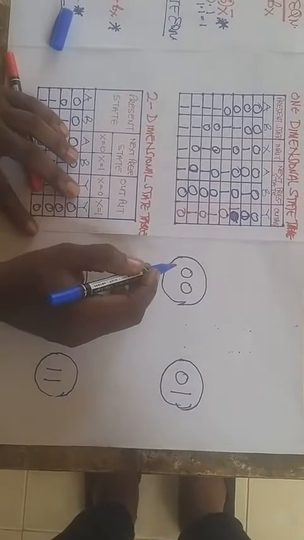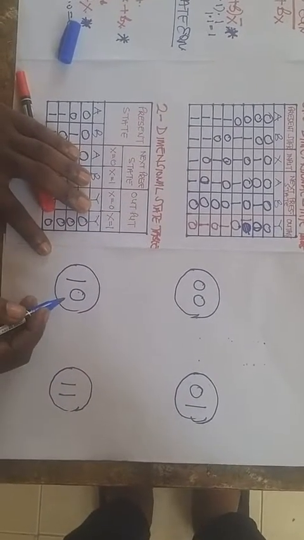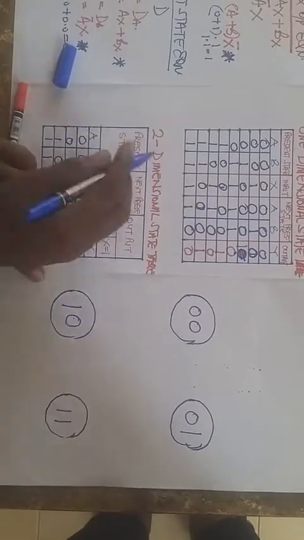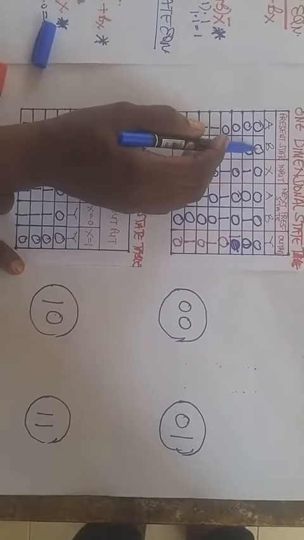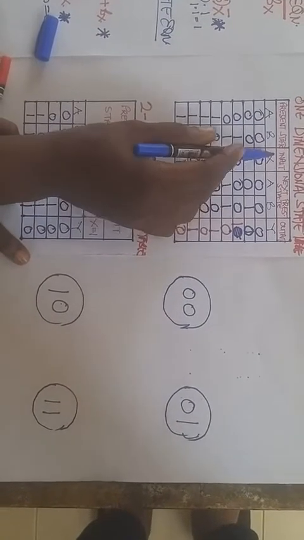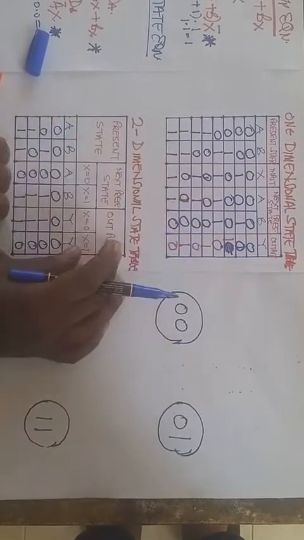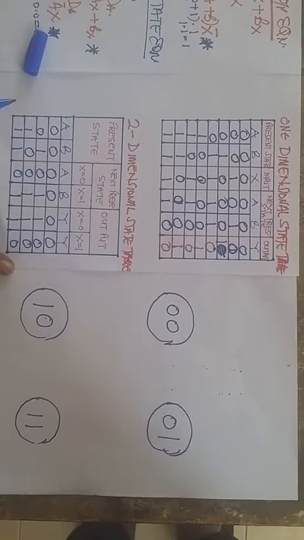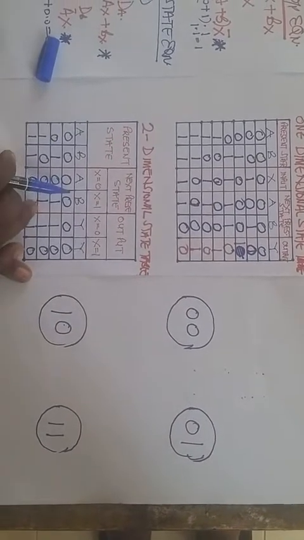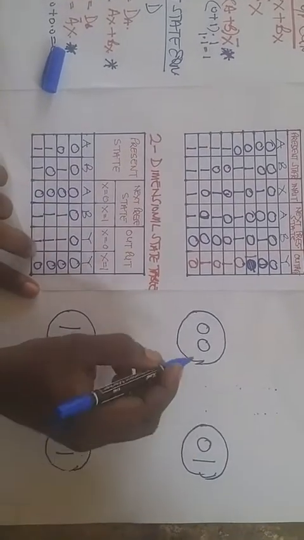Okay, so we have 00, 01, 11 and 10. Any of the states will go. From 00, where does it move? The next state is what? 00 moves to 00. When you look here, 00 moves to 00, which means there's no change. Do you understand it? So at 00, there's no change.